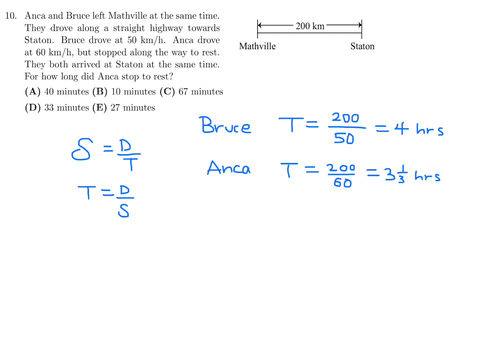But they're saying that Anka and Bruce arrive at the same time. Well, that's only possible if Anka stops along the way to rest, which is, of course, what she does. And therefore, once she rests, that rest time plus the 3 1/3 will add up to 4. So what we really need to do is just subtract 4 minus 3 1/3, and that is 2/3. So 2/3 of an hour is how much she took during her rest, and that in minutes is 40 minutes. So therefore, number 10, the answer is A.